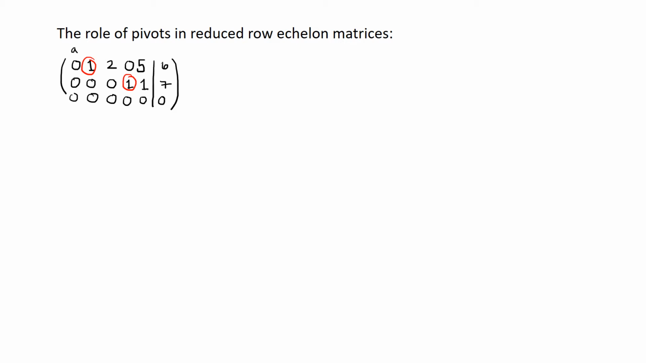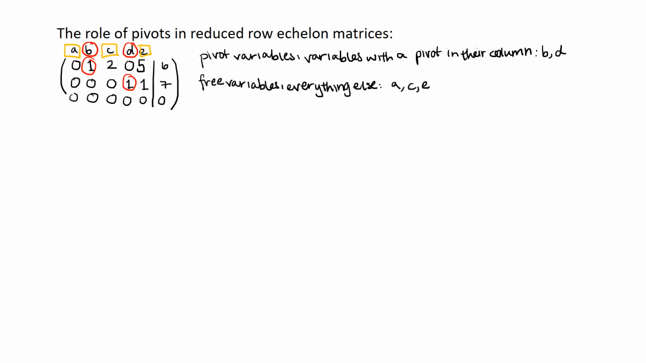Okay. We have corresponding unknowns, and unknowns associated with pivots are called pivot variables. So here we have two pivot variables called B and D. Everything else is called a free variable. So here our free variables are A, C, and E. Okay, so a couple of quick observations.